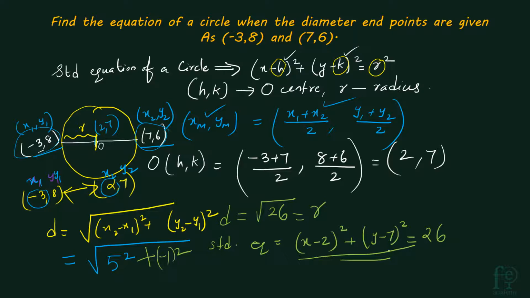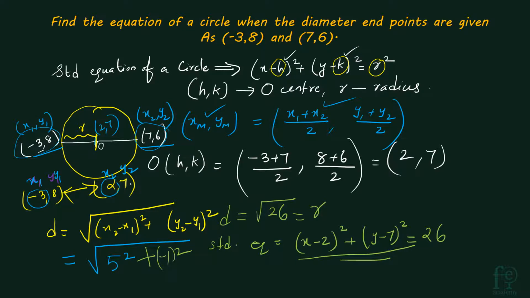So, how to find out? This is a standard question: how to find out the standard equation of a circle when the diameter endpoints are given. From the diameter endpoints, the first step is to find out the midpoint of the line. You have the formula (xm, ym) is equal to ((x1 plus x2) divided by 2, (y1 plus y2) divided by 2). When you find the midpoint of the diameter, you get the center of the circle.